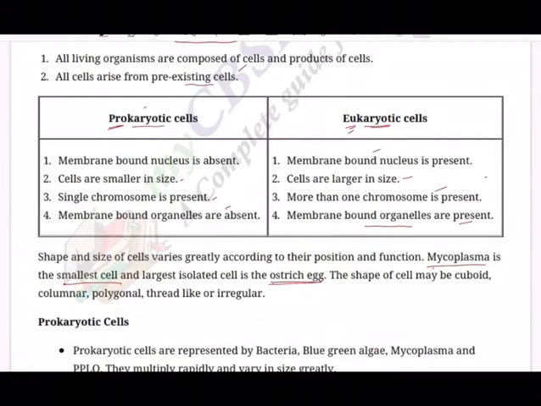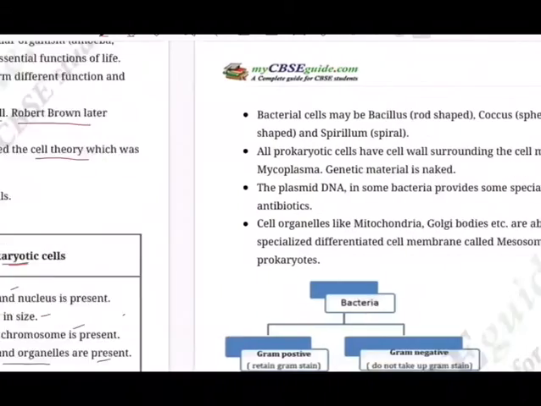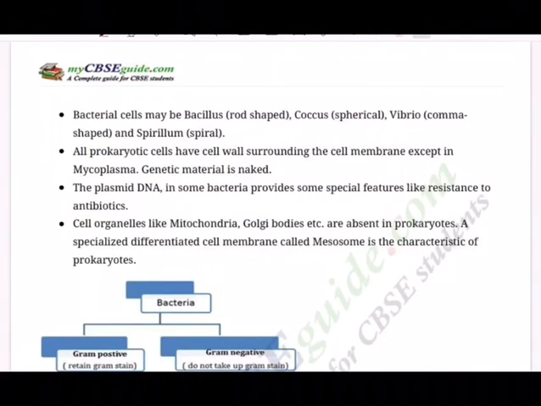The shape of a cell may be cuboid, columnar, polygonal, thread-like or irregular like in amoeba. Prokaryotic cells are represented by bacteria, blue-green algae, mycoplasma, PPLO, and they multiply rapidly and vary in size greatly. Bacterial cells may be rod-shaped, called bacillus. Spherical-shaped bacteria are called coccus. Comma-shaped ones are called vibrio, and spiral-shaped are called spirillum. Based on the shape, 4 types of bacteria.